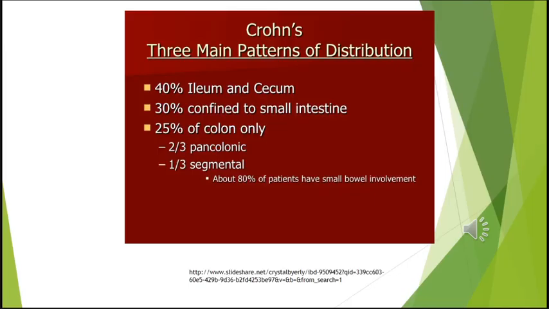The family partner in inflammatory bowel disease is also Crohn's disease, and there are three main patterns of distribution in Crohn's disease. In one, it's 40% of the ileum and the cecum, 30% confined to the small intestine, or 25% of colon only. So you can have various degrees of Crohn's disease throughout the GI system.